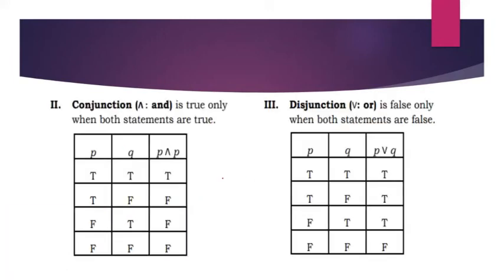Now, let's go with conjunction. So, conjunction or yung arrowhead up or tinatawag din natin N, yan, is true only when both statements are true. Okay? So, ito yung mali yan, no? So, dapat Q yan.